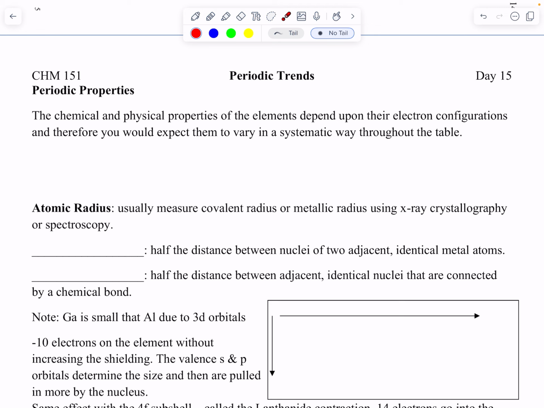Day 15 here, and we're talking about periodic trends. These trends happen due to how the electrons are arranged in atoms and how the atoms are arranged in the periodic table.